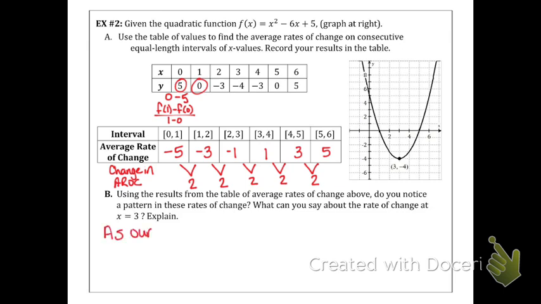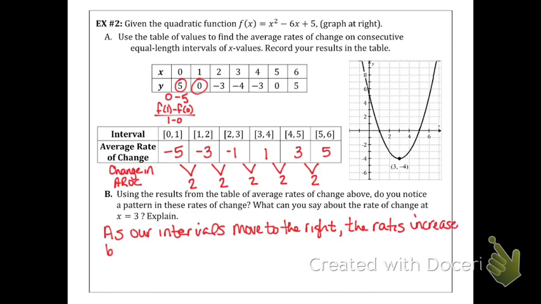So as our intervals move to the right, the rates increase by 2. All right, so then at x equals 3, it said there, what can you say about the rate of change at x equals 3 and explain? So at x equals 3, we're down here.